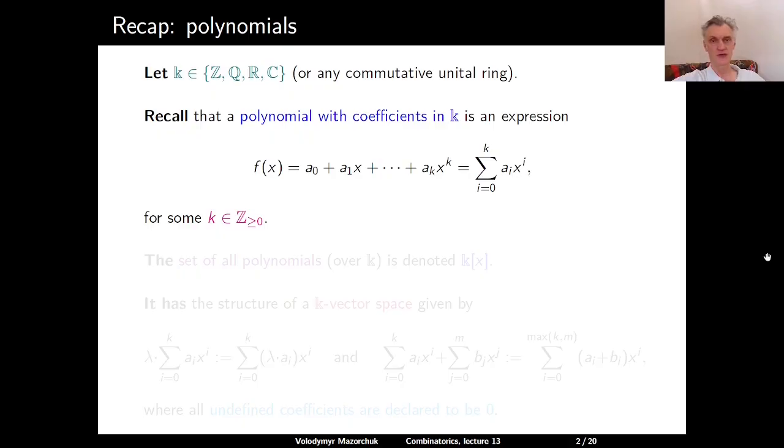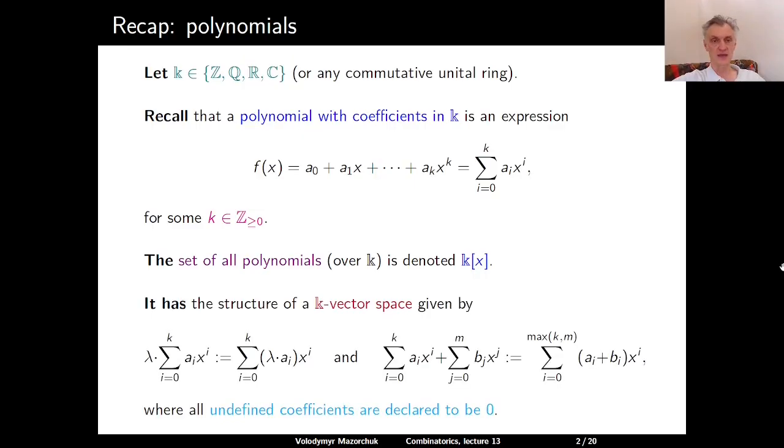Recall that a polynomial with coefficients in k is an expression of the following form: a0 plus a1x plus and so on plus ak times x to the power k, where k is some non-negative integer and a0, a1 and so on ak are all elements in our set of numbers. So we can write it as a sum over all i from 0 to little k, ai times x to the power i. The set of all polynomials over our set of numbers k is usually denoted as k of x.